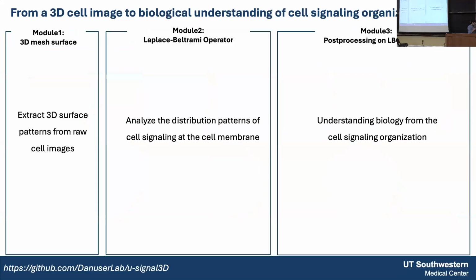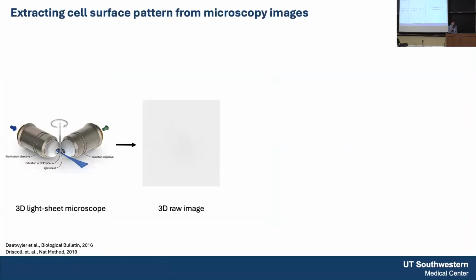So for this talk, I want to introduce a framework for how we learn the biology from a 3D image through the cell signaling organization. The framework has three main modules: we create a molecular pattern from a 3D image, then we analyze this pattern, and then we try to understand the biological insight. I give one example here, but hopefully by the end of my session you will feel how easily you can implement it for your data.